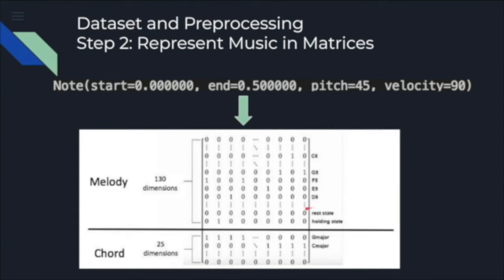Row 129 is the rest state, which implies that this time step is empty. The last dimension is the holding state, which means we have to hold the previous notes in this time step. Similar to the melody matrix, the first 24 rows in chord matrix represent the most common 12 major chords and 12 minor chords. The last row is the non-chord, which means it is empty in this time step.